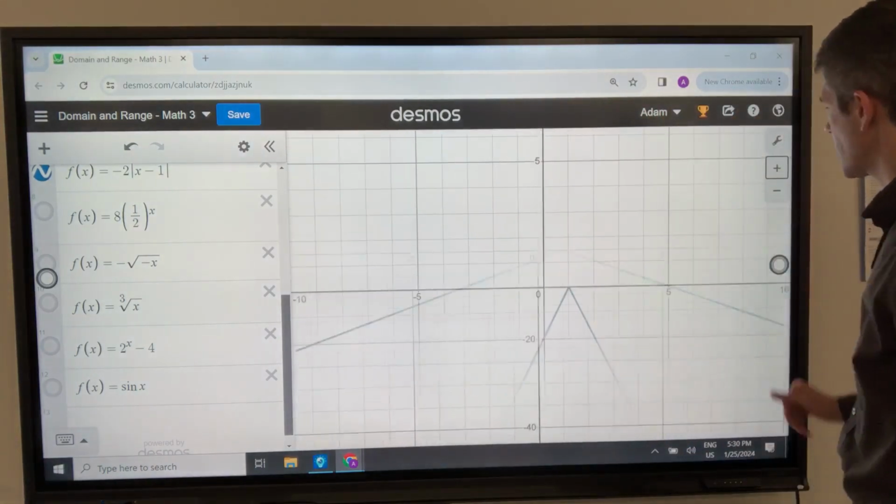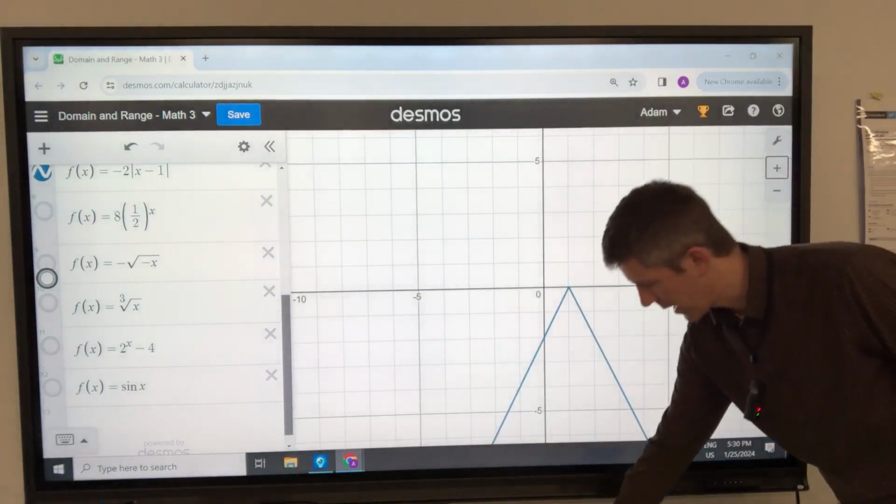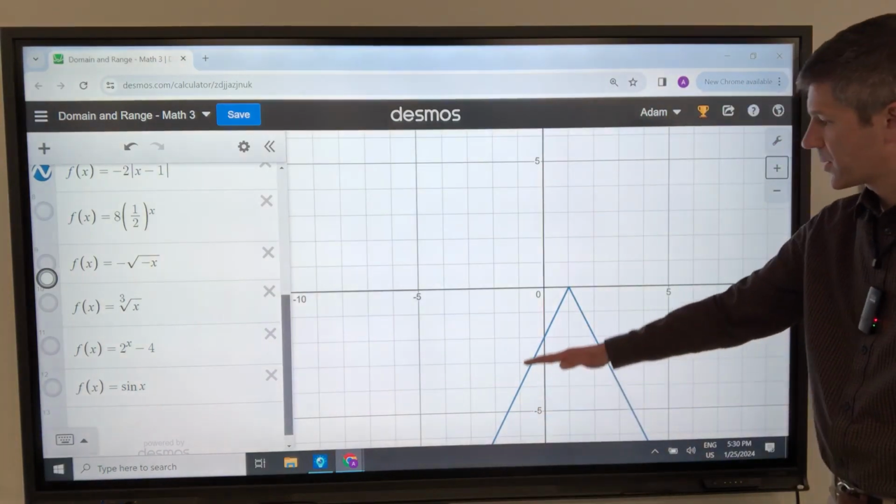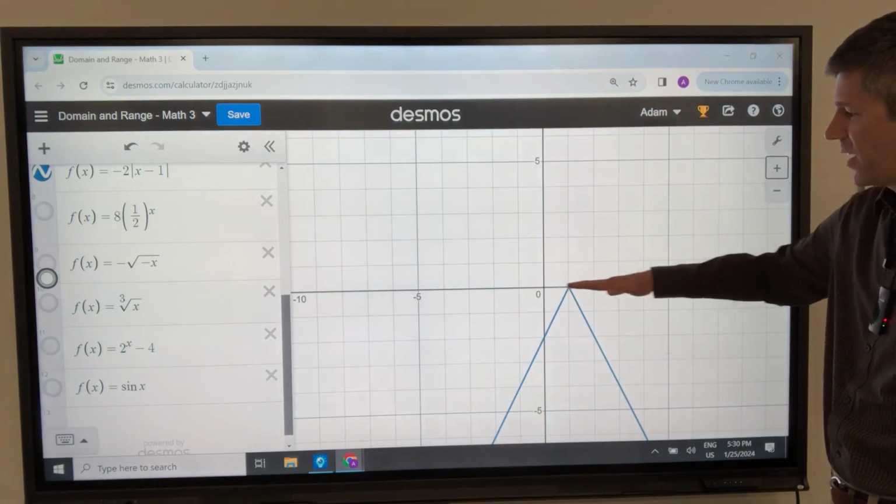So what's my range? I'm going to go back to the regular screen. So negative infinity for my range. I'm way down here below the TV. And I'm coming up, coming up, coming up. Boom. And it stops at a y value of 0.